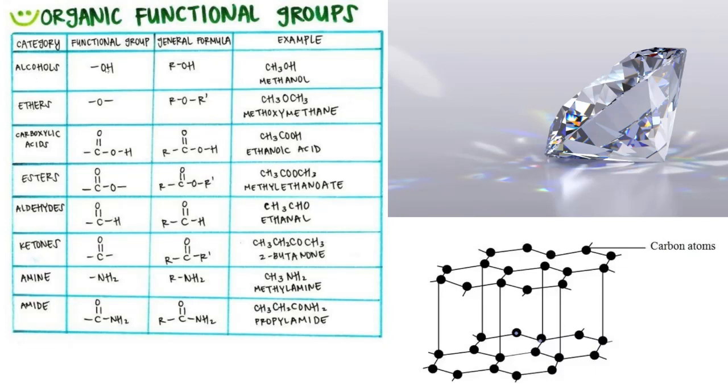And here we also have some organic chemistry functional groups. We have things like alcohols, ethers, carboxylic acids, esters, aldehydes, ketones, amines, and amides. And here are what they actually look like. And here we have some examples of them.